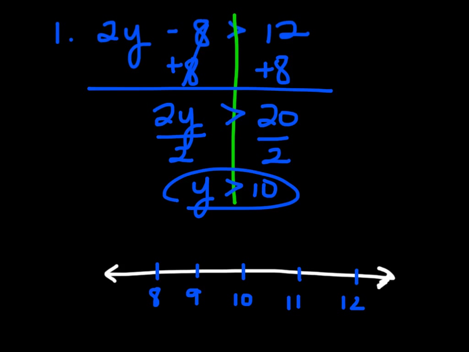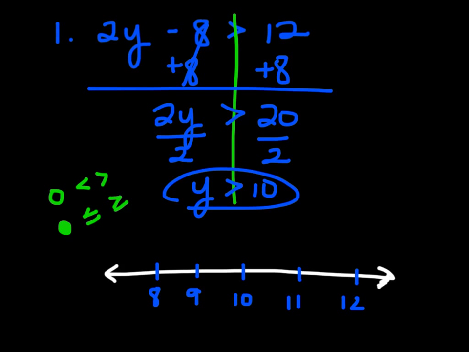Now remember, we have 2 things to decide. One, is it going to be an open circle or closed? Remember, if it's an open circle, it is not equal to. So open circles are when we have less than or greater than, and closed circles are equal to. So it's when we have less than or equal to or greater than or equal to.